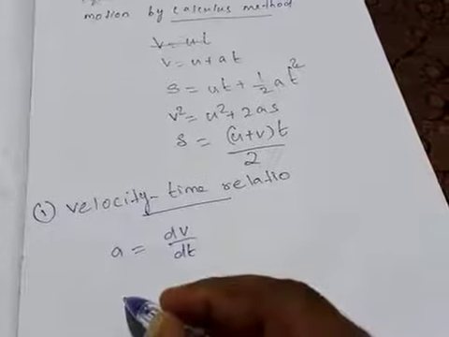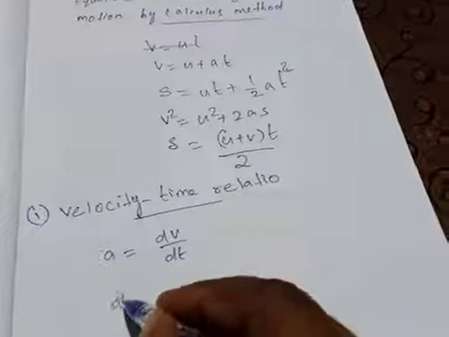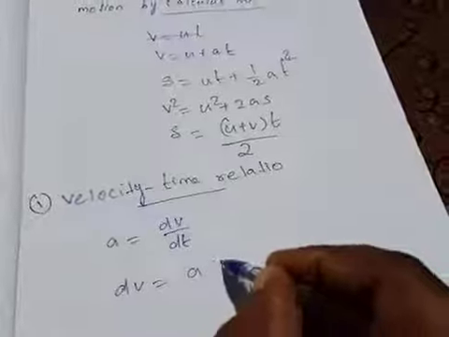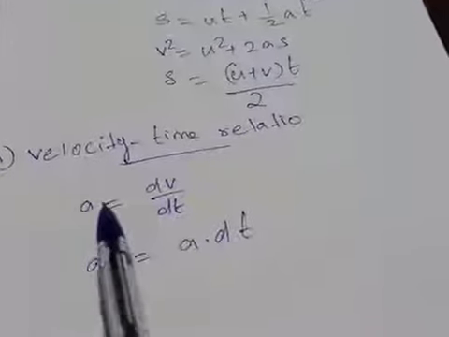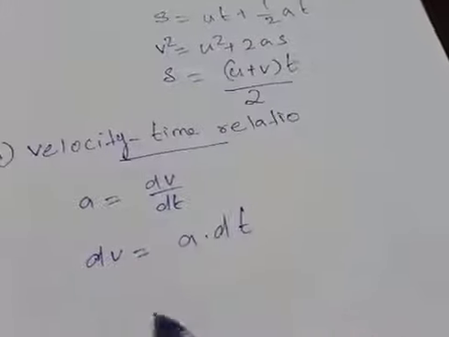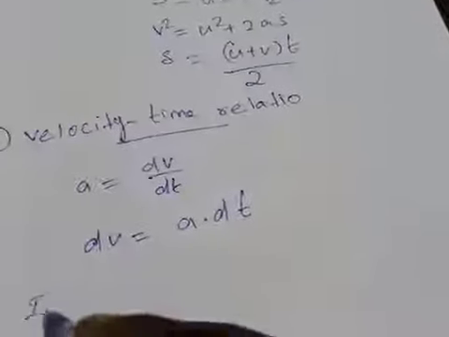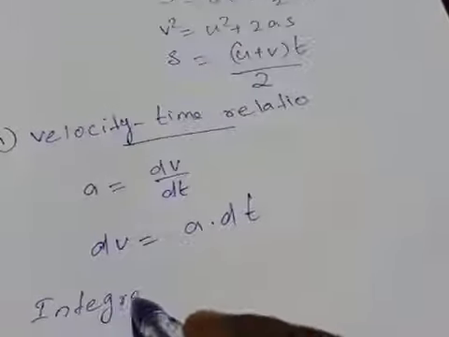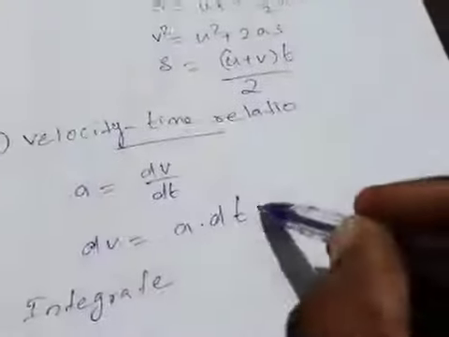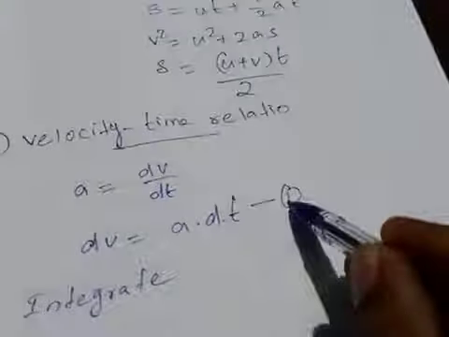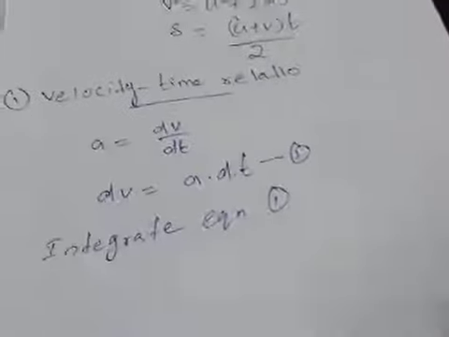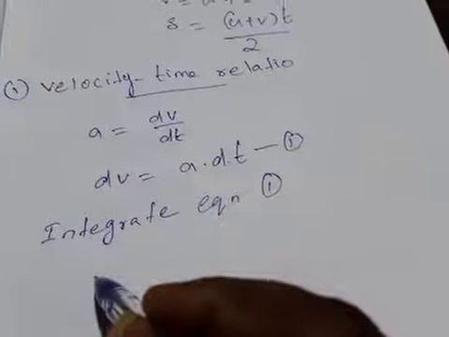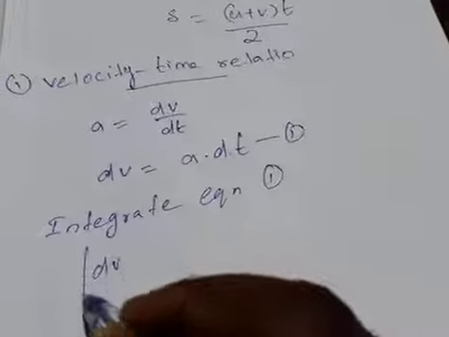Now from this equation you can write dv is equal to a into dt. What I did is just take this dt across, cross multiplication. So dv is equal to a into dt. You can keep this as equation 1. Now integrate equation 1.